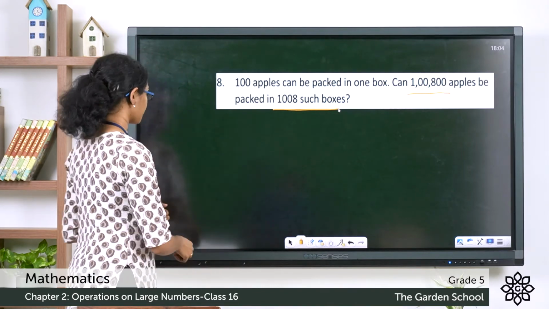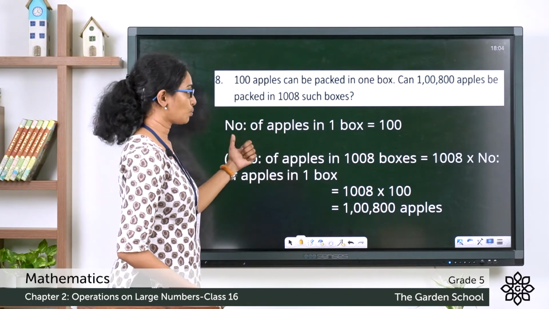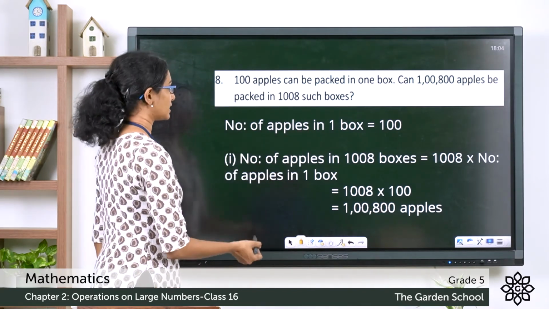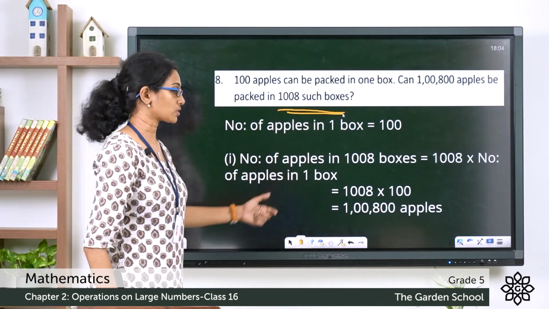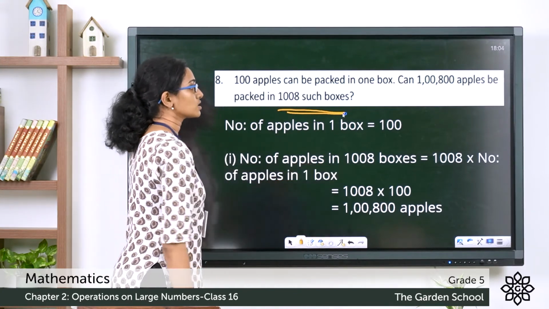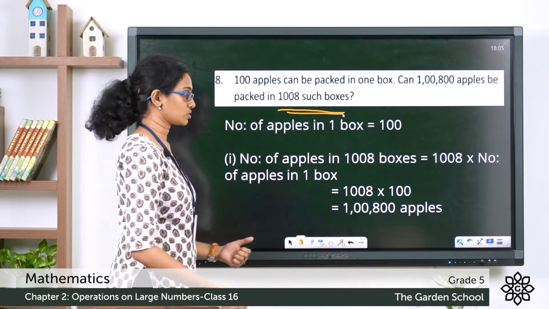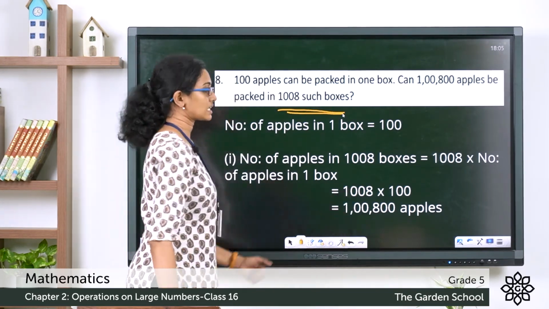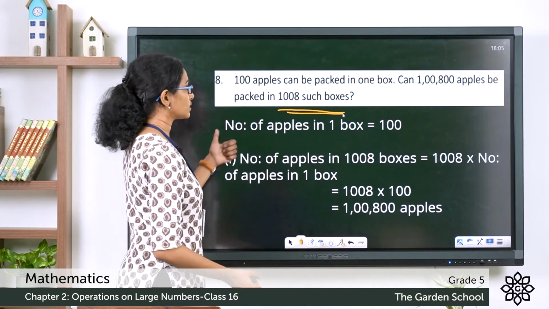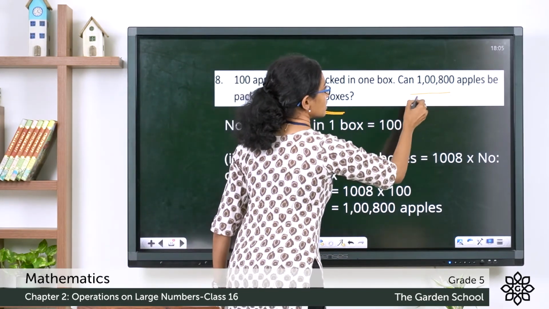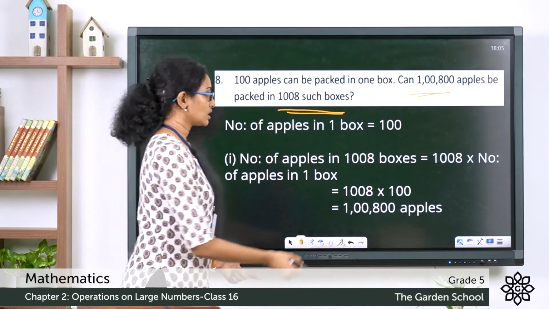Let's see the first case. Here from the question we know the number of apples in one box is equal to 100. So let's find out how many apples can be packed in 1,008 such boxes. The number of apples in 1,008 such boxes will be 1,008 into the number of apples in one box. So that will be equal to 1,008 into 100, which gives you 1,08,000 apples. So yes, we can pack 1,08,000 apples in 1,008 such boxes.